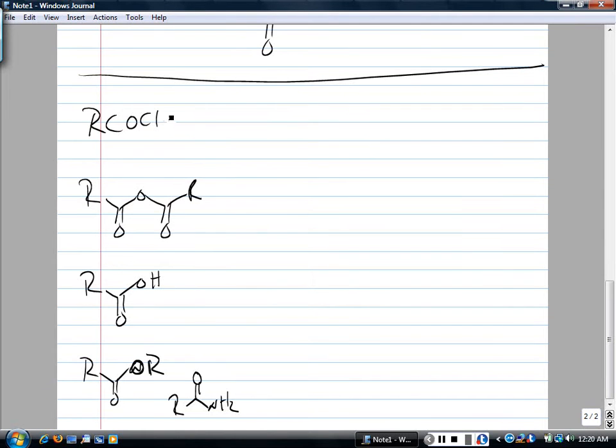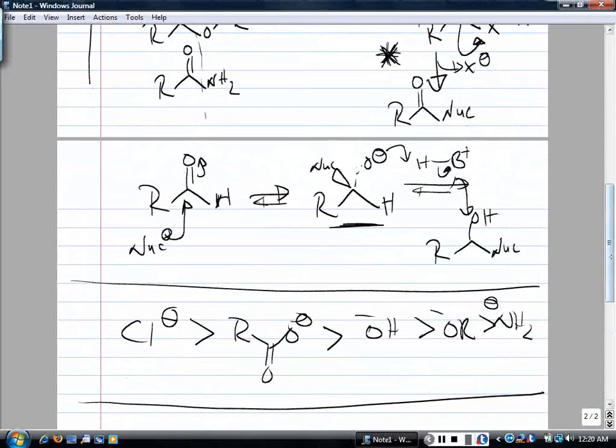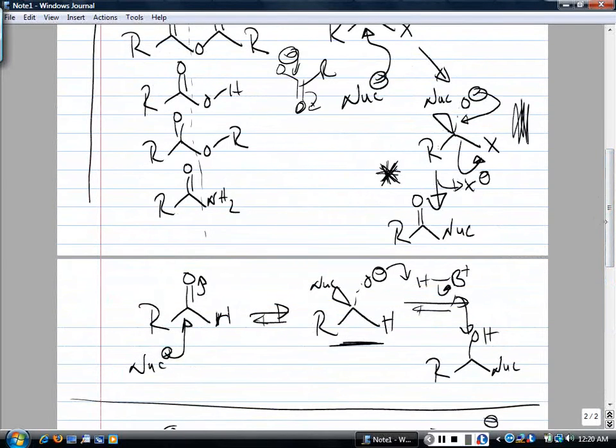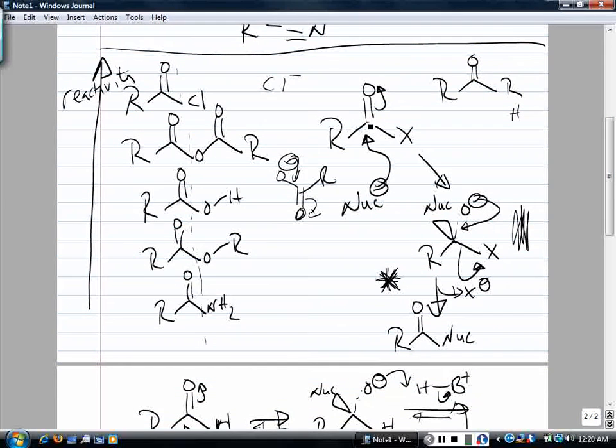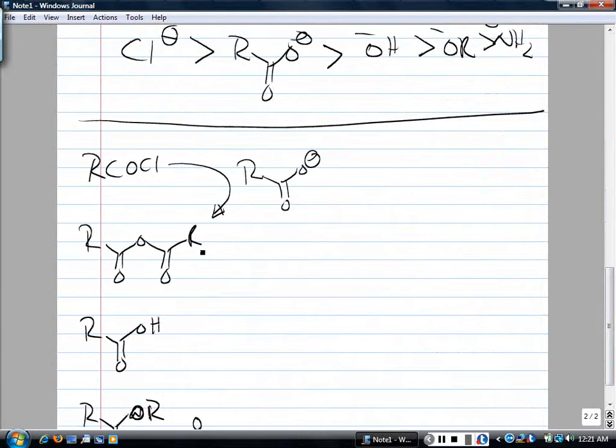I can treat the acid halide with carboxylate, and I will do a nucleophilic substitution to make the anhydride. In other words, RCO2 minus will be my nucleophile. So RCO2 minus will attack the carbon of the acid halide, the pi bond breaks, and when I kick out chloride, I'll end up with the RCO2 here. In other words, I will end up with the corresponding anhydride.